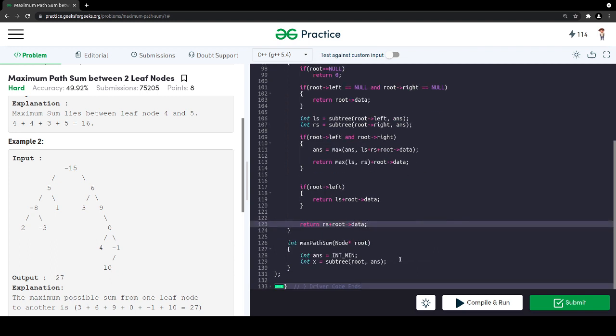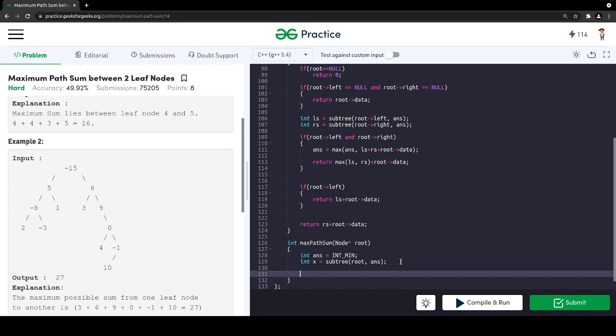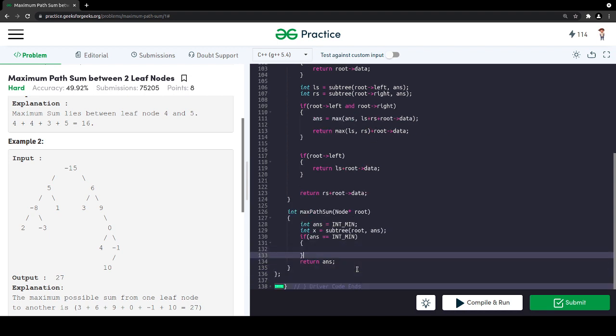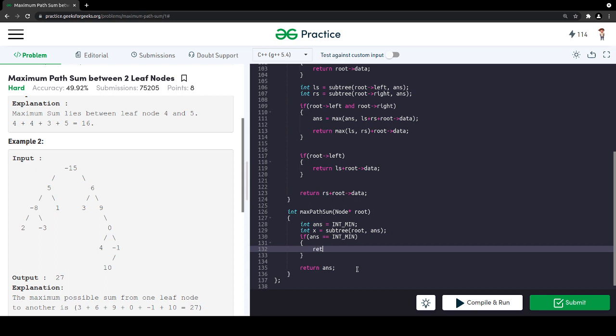Okay, also I am completed with this. Also I will be returning answer. I want the maximum answer. Since answer is the maximum, it will give me the answer, but in what case will it not give me the answer? For example, if answer is equal to int min, then I will have to return the x.